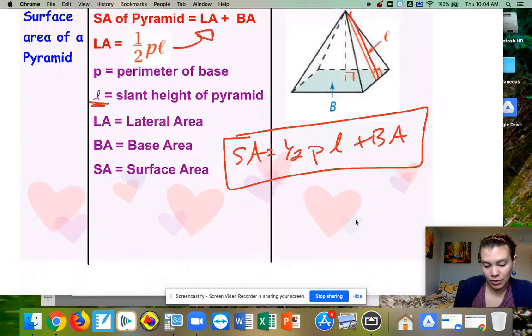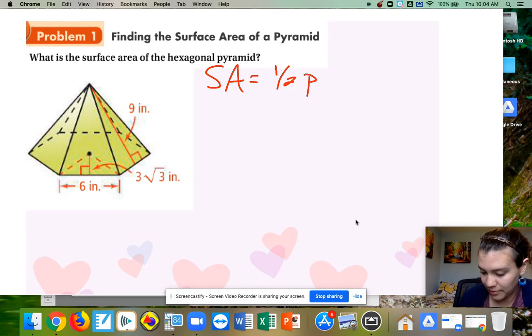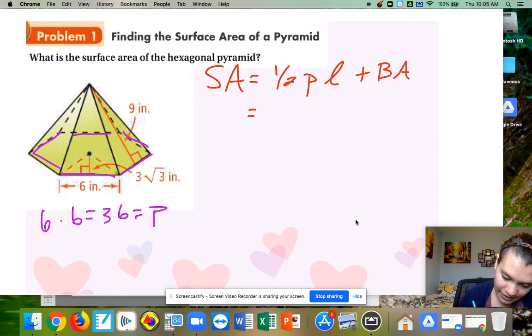Okay, so some examples of what this is. Here we have a hexagonal pyramid, so a hexagon on the bottom, and you have to find the surface area. So we'll write out the formula. You want 1/2 times the perimeter of the base times the slant height plus the base area. So we can find the perimeter first. We have one edge is 6, and since it's a hexagon, each side is going to be the same. So you use 6, and we have 1, 2, 3, 4, 5, 6 sides times 6 to get 36 for your perimeter. Here the slant height is labeled, so that's 9.